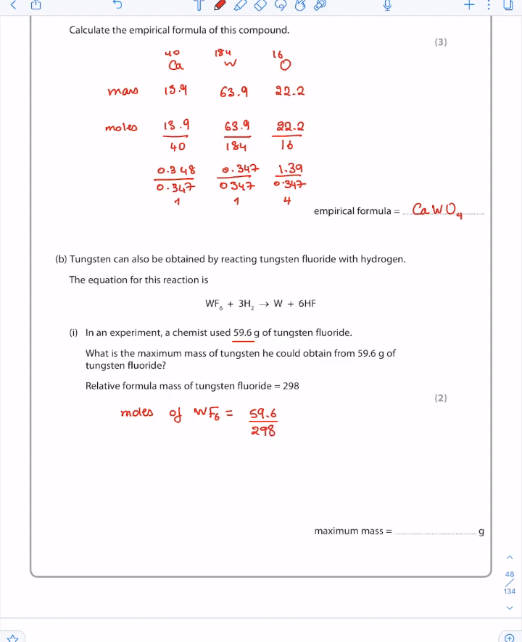59.6 divided 298 gives 0.2 moles. بعد كده نعمل ratio between tungsten fluoride والtungsten. It's 1 to 1 ratio. يبقى المولز of tungsten is equal to المولز of tungsten fluoride 0.2 moles. Finally نقدر نجيب الماس of tungsten إن احنا نعمل multiplying المولز times الatomic mass of tungsten 184. 0.2 times 184 give 36.8 gram. يبقى الأنسر هنا 36.8 grams.